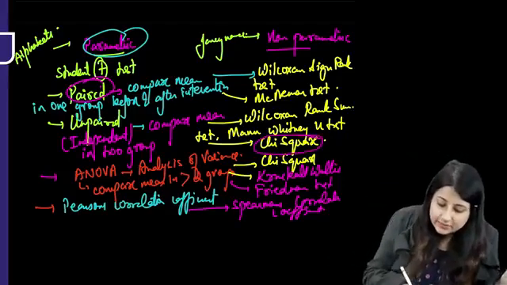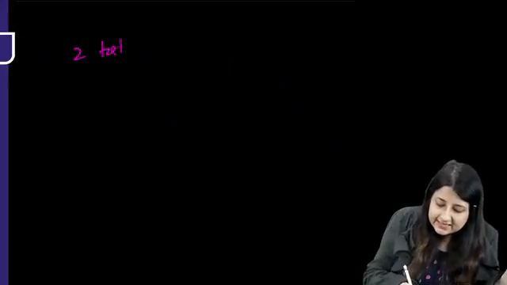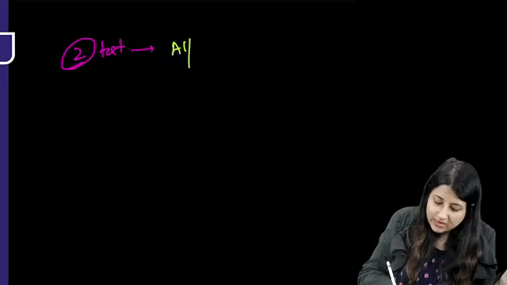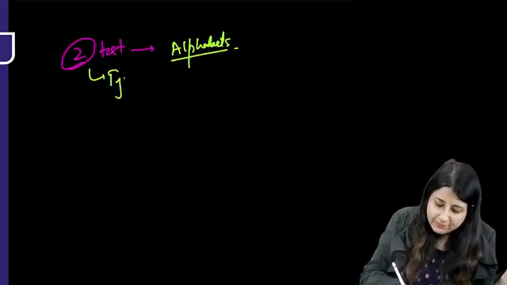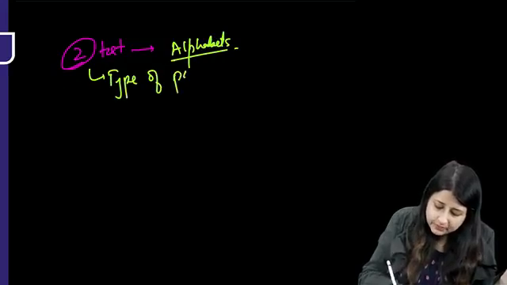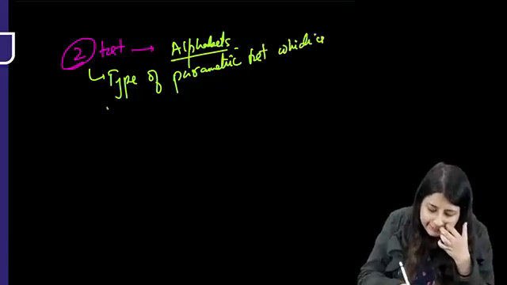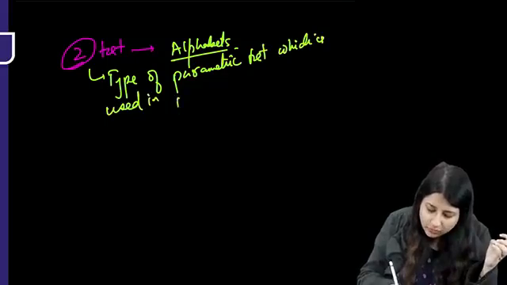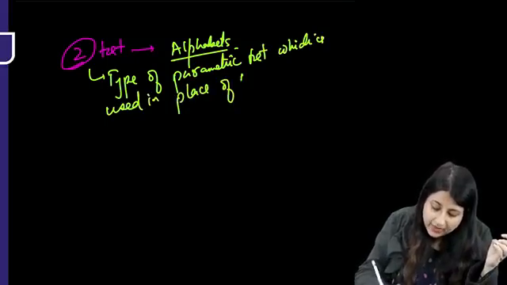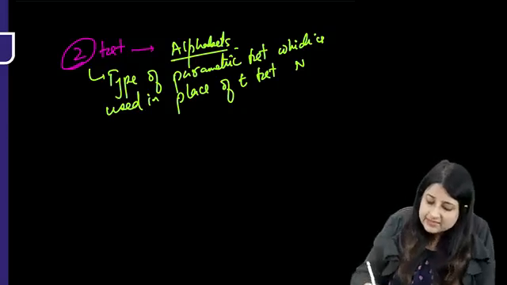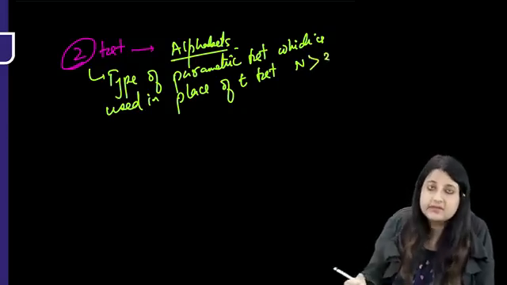Two more tests, remember again Z-test. Z-test again is an alphabet. Since it's an alphabet, I told you all alphabets are going to be parametric. So this is a type of parametric test, which is used in place of t-test when the sample size is more than 30.